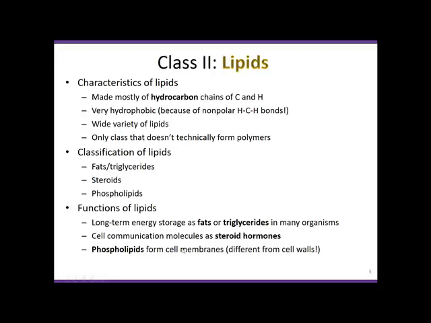Phospholipids form cell membranes. These are different from cell walls. Cell membranes, cell walls, totally different. Previously, with carbs, we learned about cellulose and peptidoglycan, cellulose for plants, peptidoglycan for bacteria. We said that those form the cell walls. Phospholipids form cell membranes. And here's the thing: everybody's got a cell membrane. No matter what you are, you have a cell membrane. Not everybody has a cell wall.